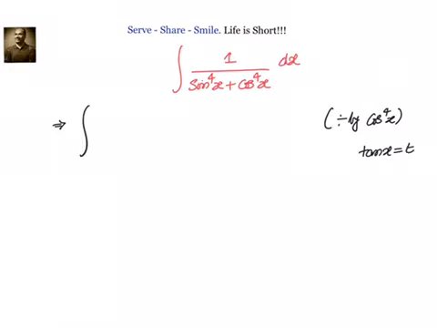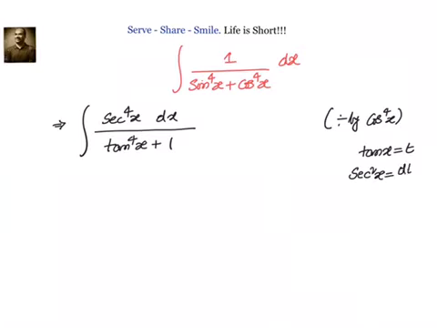The first step will be 1 by cos to the power of 4x, that is secant to the power of 4x dx, divided by sine by cos we know is tan, so it becomes tan to the power of 4x plus 1. Then we will take tan x equal to t. We will have secant square x equal to dt by dx. We also know that if tan x equal to t, then secant square x equal to 1 plus t square.